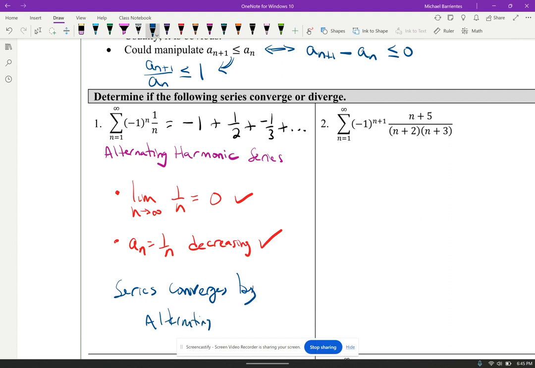So this is kind of weird because the alternating harmonic series, if I alternate signs, this series will converge. But if I take away the negatives and just make them all positive terms, that's a harmonic series that's going to diverge. Does that always happen? No. But in this special case, it does.